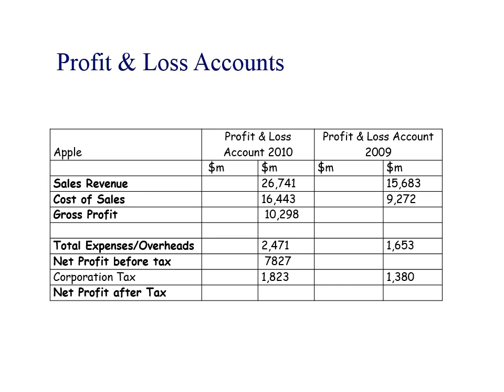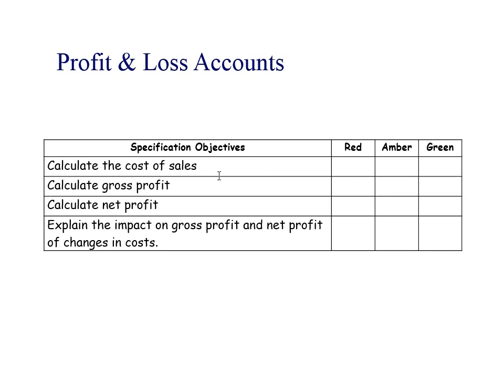So basically, the specification objectives: be able to calculate cost of sales, so remember that's opening stock plus purchases minus closing stock. Calculate gross profit, which is sales revenue minus cost of sales. Net profit, which is sales revenue minus cost of sales, or simply gross profit minus overheads and expenses.